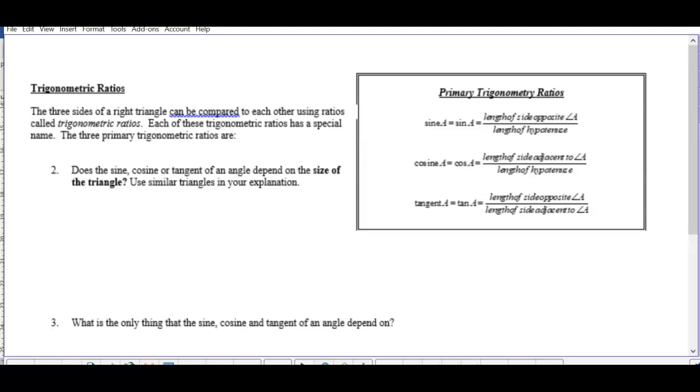Next screen here. So, trig ratios. The three sides of a right triangle can be compared to each other using ratios called trigonometric ratios. Each of the trig ratios has a special name. The three primary trigonometric ratios are in the box here. So sine, that's the full word, S-I-N-E, of angle A. The abbreviation is S-I-N, but it's not pronounced sin. Math is not a sin. So we still say sine, but we abbreviate it to three letters, and that's what you'll see in your calculator.